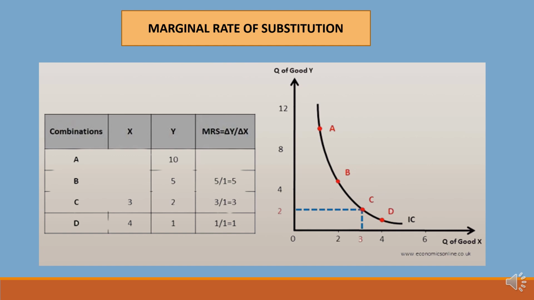In this case, it represents the rate at which the consumer is willing to give up apples for oranges. That is all about marginal rate of substitution.